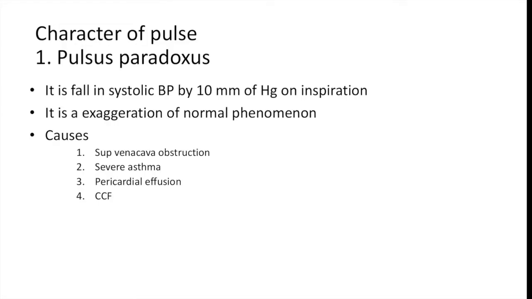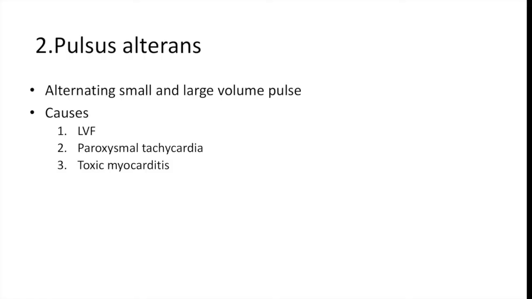Now coming to character of pulse. There are a few types. First is pulsus paradoxus. It is a fall in systolic BP by more than 10 millimeters of mercury on inspiration. It is actually an exaggeration of a normal phenomenon and is seen in cases of superior vena cava obstruction, severe asthma, pericardial effusion, and congestive cardiac failure.